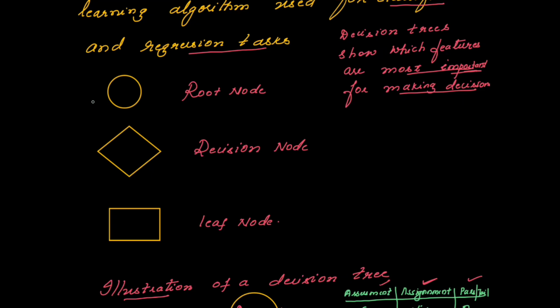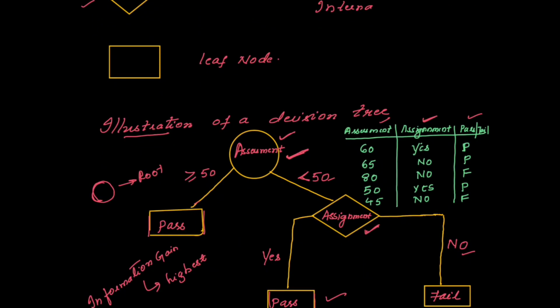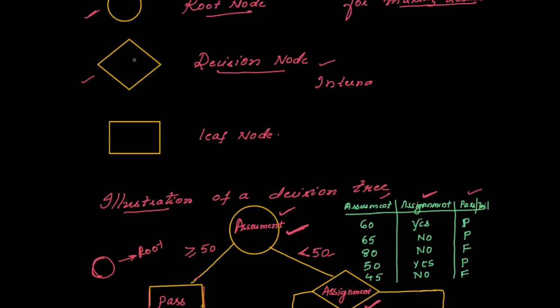In the decision tree, we have this kind of nodes. This round or circle shape we are using for the root node. The root node is this one here in this example, assessment. The root node is the top node where the first feature is checked to split the data. In this example, we have taken assessment as the root node. Decision nodes are the internal nodes, and these nodes represent decisions based on the feature's value. So these are the decision nodes. We are making use of this kind of symbol for the decision node.